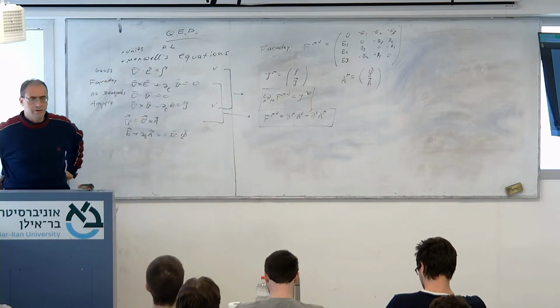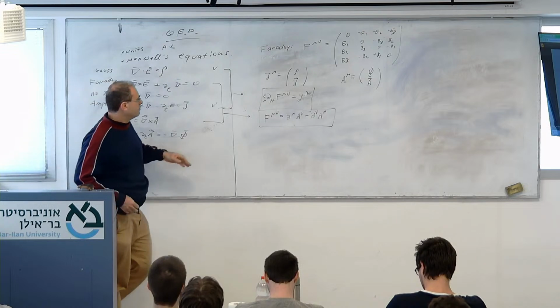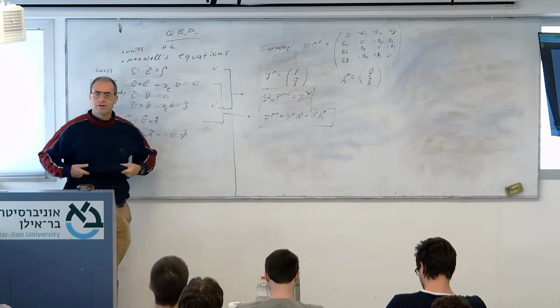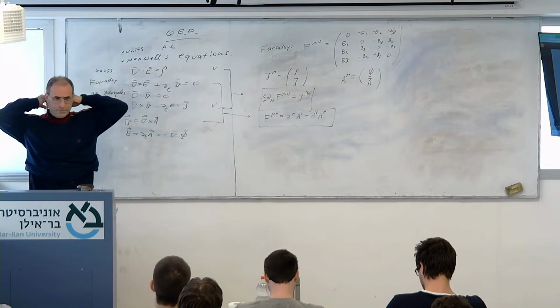I'm sure that you've heard that one of the advantages of Einstein's special relativity was that the theory is fully consistent with electromagnetism. Right?